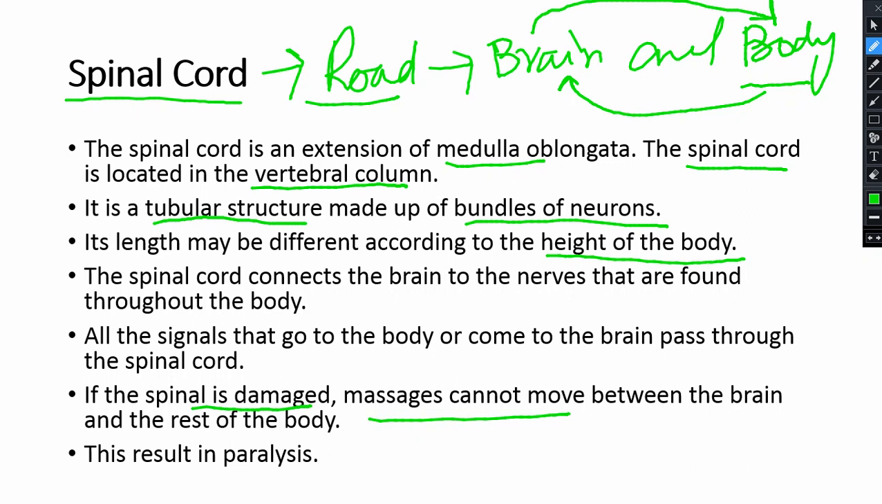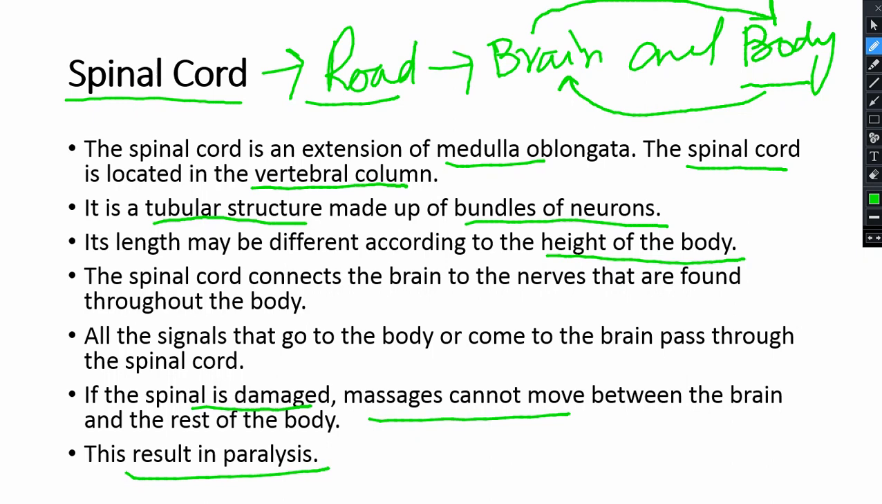The important information is that if the spinal cord is damaged, the message between the brain and the rest of the body will not move. So if the road is damaged, there would be no transfer of information between the brain and the body, and this could result in paralysis. Paralysis is only one disorder. There are many disorders that can result when the spinal cord is damaged.